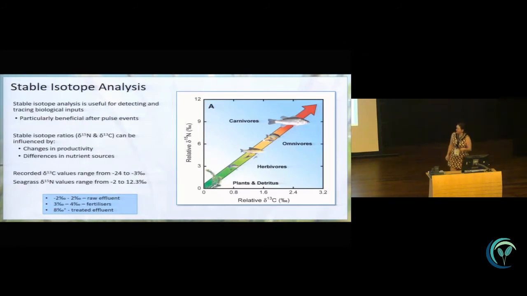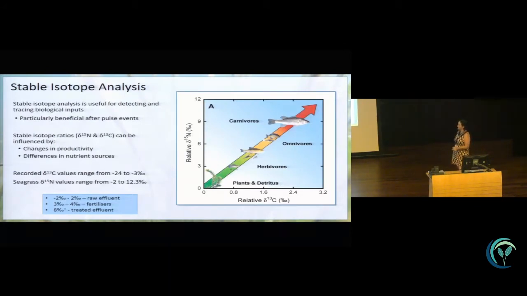The ratios are influenced by changes in productivity, where light is assimilation impacts carbon, and different nutrient sources, where things like the treated effluents and stuff can impact the nitrogen value. So on here you can see that this actually works, yay.